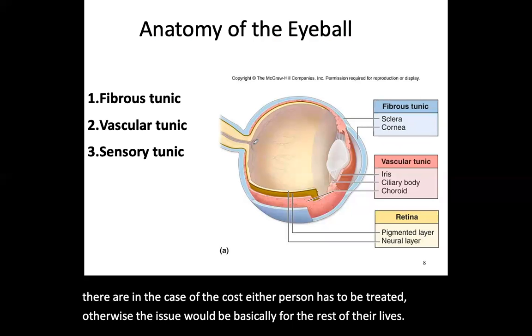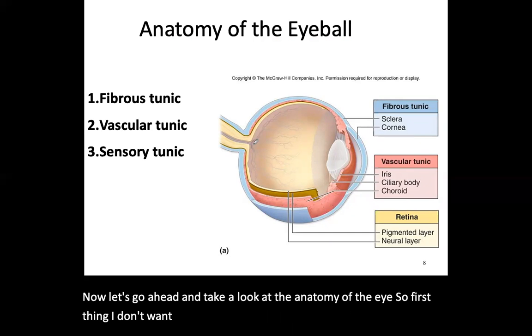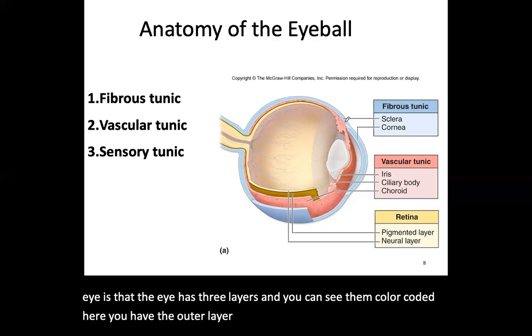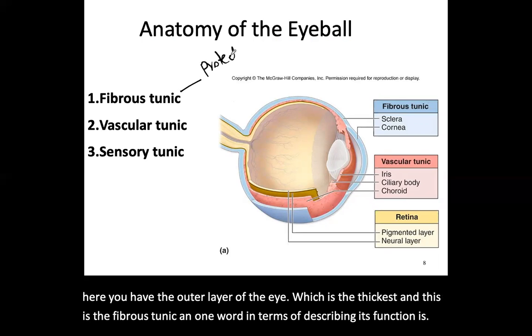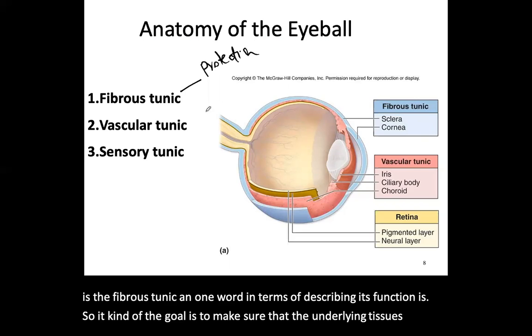Now let's go ahead and take a look at the anatomy of the eye. So first thing I want to talk to you guys about in terms of anatomy of the eye is that the eye has three layers, and you can see them color-coded here. You have the outer layer of the eye, which is the thickest, and this is the fibrous tunic. And one word to describe its function is protection. So the goal is to make sure that the underlying tissues are protected.